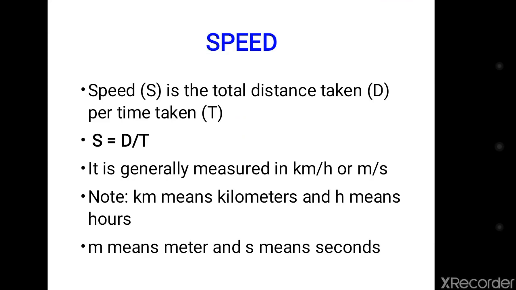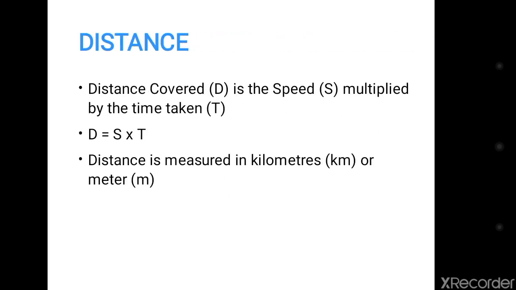Now let's look at speed. Speed, denoted as S, is the total distance taken, denoted as D, per time taken, denoted as T. So speed mathematically is equal to distance over time. We can also say speed is equal to distance divided by time. It is generally measured in kilometers per hour or meters per second. Note, km means kilometers and h means hours. M means meter and s means seconds.